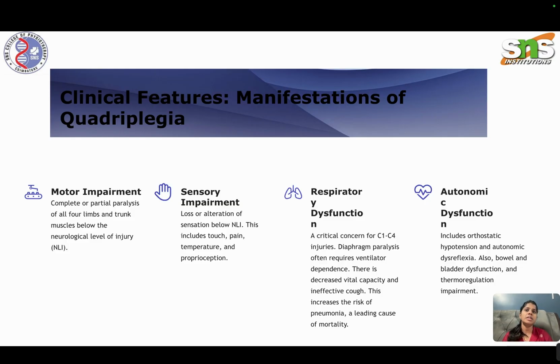Diaphragmatic weakness or paralysis is present. Reduced vital capacity and ineffective cough are also present. There is a high risk of pneumonia. Whereas in autonomic dysfunction, orthostatic hypotension, autonomic dysreflexia, and bowel and bladder dysfunction are also present. And respiratory failure remains the leading cause of mortality, as we all know.